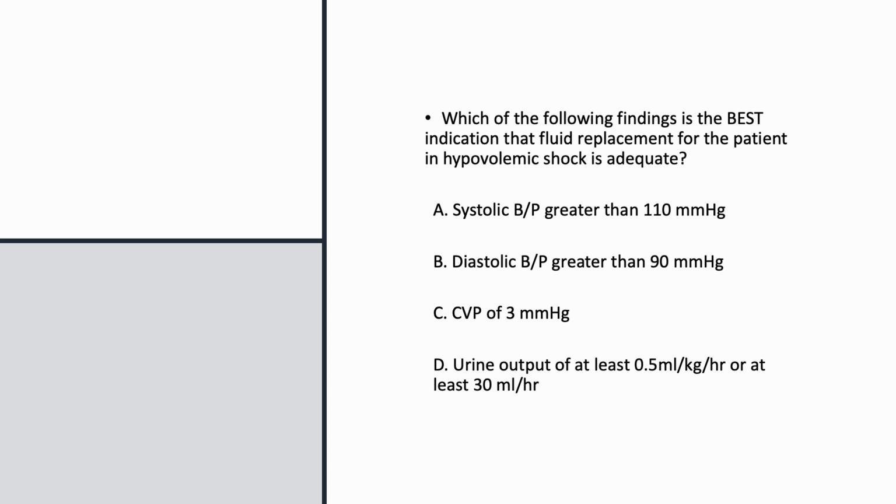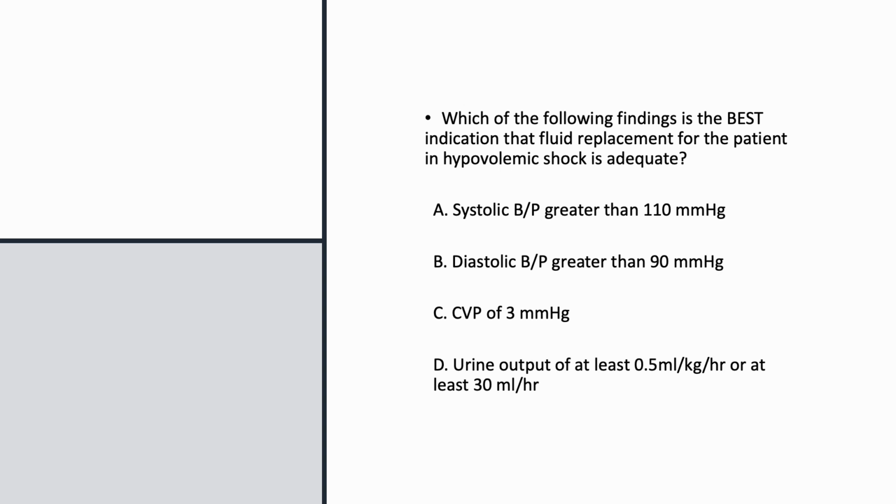Again, pause the video, try to answer this by yourself, and come up with a rationale. The best indication that fluid replacement for a patient in hypovolemic shock is adequate is urine output of at least 0.5 mL per kg per hour or at least 30 mL per hour.